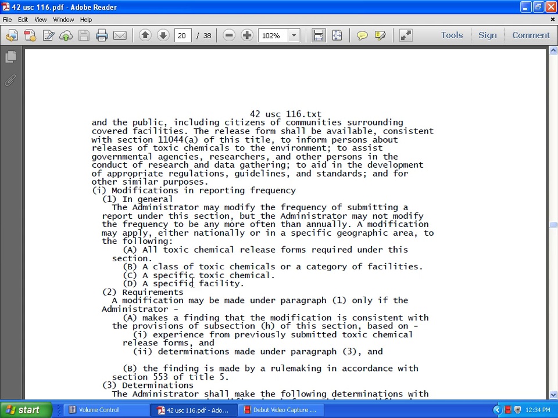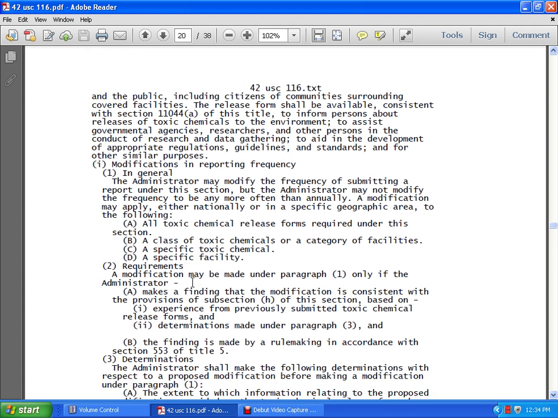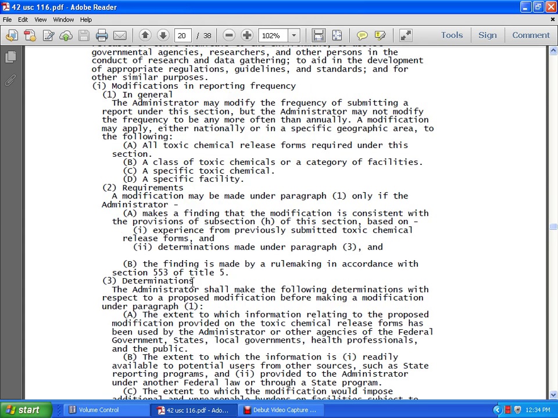The experience of previously submitted toxic chemical release forms, and 2. The determinations made under paragraph 3 and B. The finding is made by rulemaking in accordance with subsection 5.3 of Title 5, determining the administrator shall make the following determinations with respect to proposed modifications before making the modification under the paragraph.